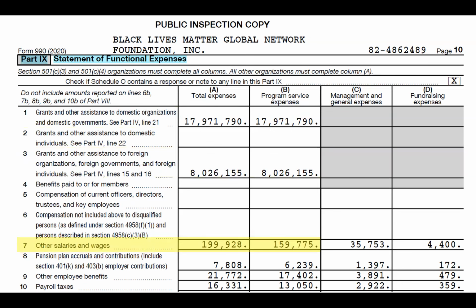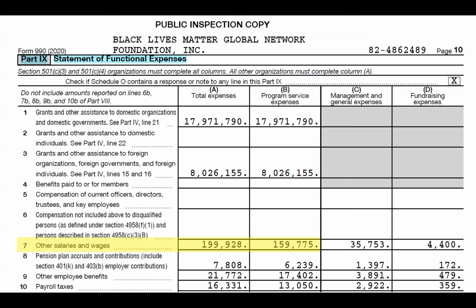Let's look at line seven, because we don't have anything in lines four, five, or six. So we're going to jump down to line seven to analyze the salaries. Now, on line seven, other salaries and wages, it says enter the total amount of employee, and the word employee is in bold, employee salaries, wages, fees, bonuses, severance payments and similar amounts paid or provided from the filing organization, which is the Black Lives Matter Global Network Foundation.